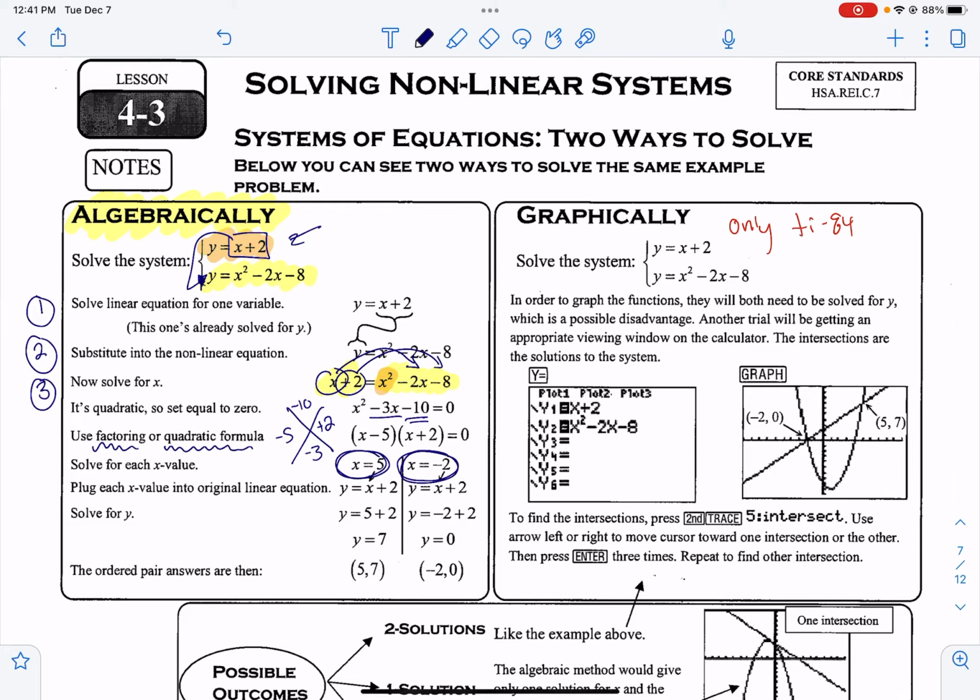So I already know that my functions are going to cross. My equations have two different intersections. One of them is when x is 5. One of them is when x is negative 2.